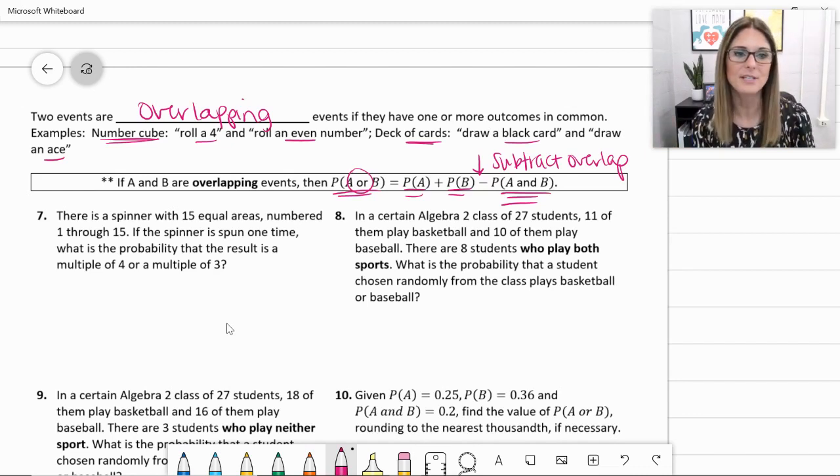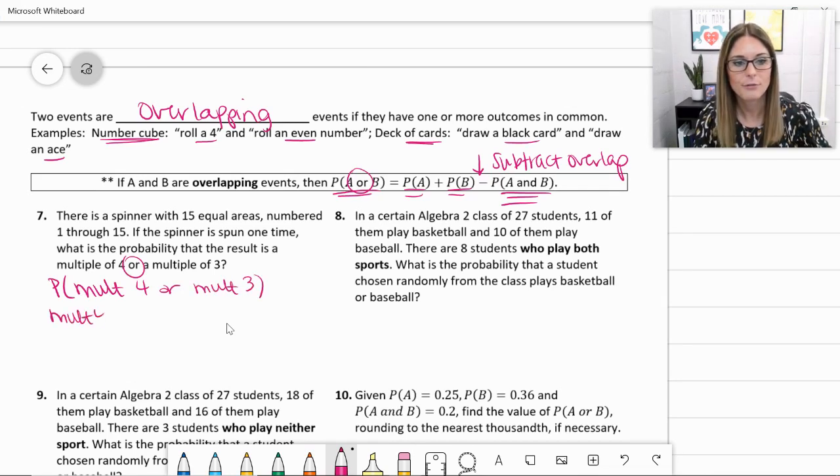So let's look at an example. Number 7, there's a spinner with 15 equal areas numbered 1 through 15. If the spinner is spun one time, what's the probability the result will be a multiple of 4 or a multiple of 3? Let me give myself a little notation here. We're going to do multiple of 4 or multiple of 3. So multiples of 4 on this spinner would be 4, 8, and 12. Multiples of 3 on our spinner, we're going to have 3, 6, 9, 12, and 15.